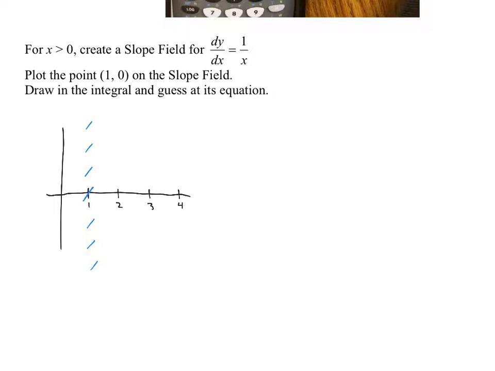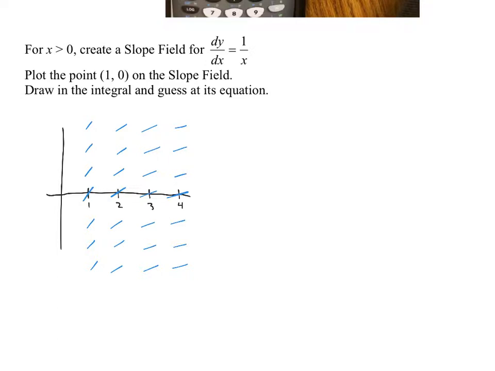Now, when x is 2, what's our slope? A half. So a half is a little flatter like that. How about when x is 3? It's a third, so it's even flatter. And you guys are getting the idea here. When it's 4, it's 1/4, so it's even flatter. What's going to happen as x gets bigger and bigger? It's going to level off. It's going to approach a slope of 0.